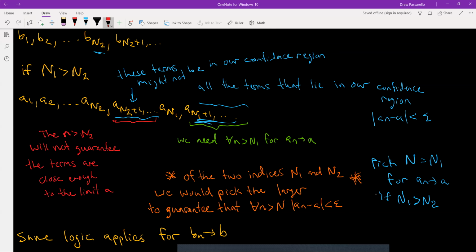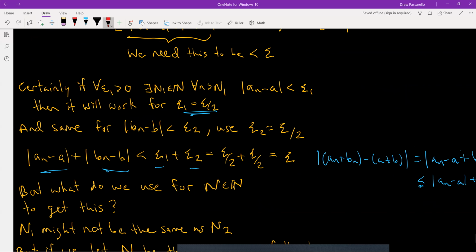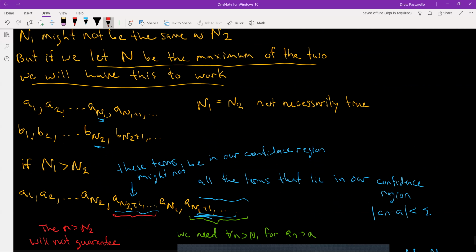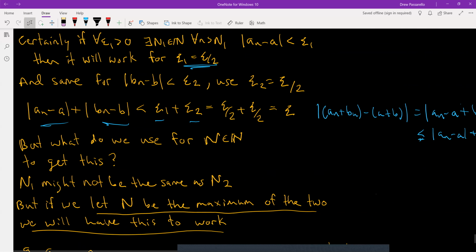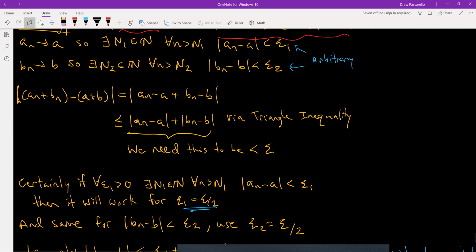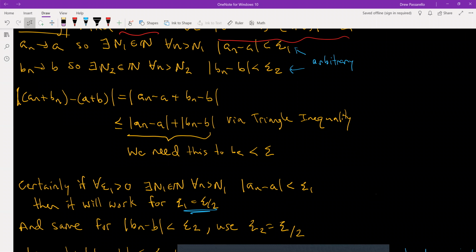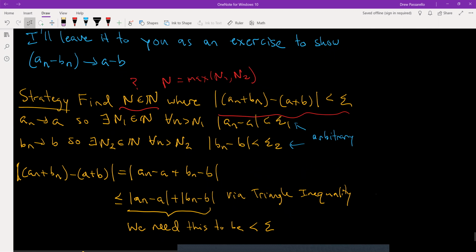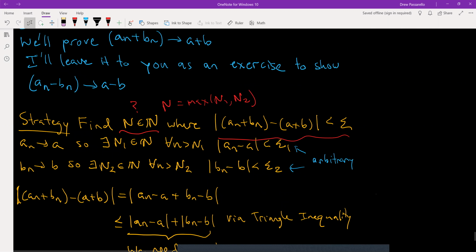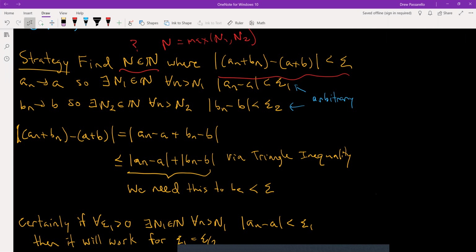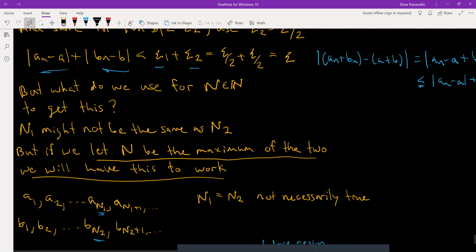Okay, so that was a mouthful. Now the proof's going to be a lot shorter than this. I figured I'd go into the explanation of which n to use, because a lot of the time in a textbook they just say let n be the max of n1, n2, and it's not really explained. I figured I would carefully explain that. All right, so the actual proof.